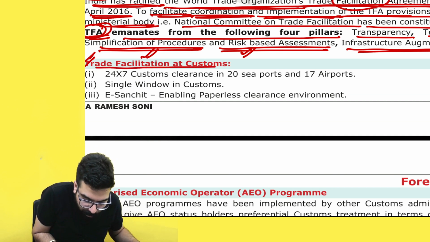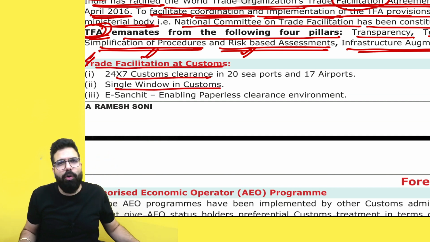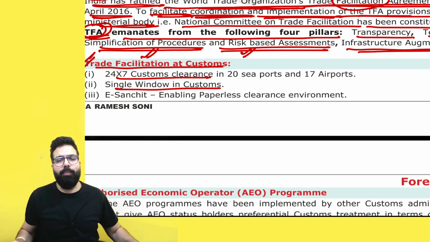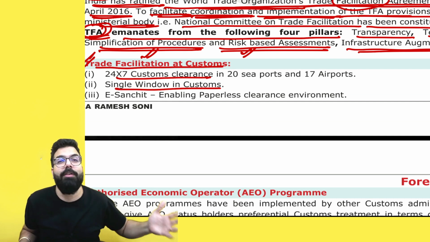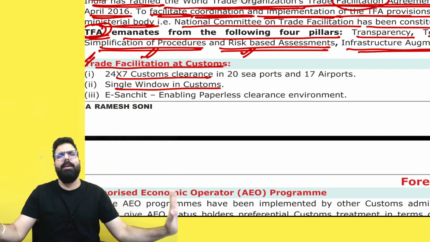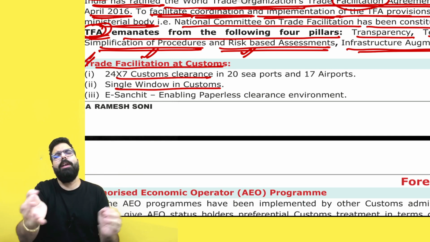So, in customs you will be able to see 24 by 7 customs clearances have come, single window in customs has come, single window SWIFT has been launched. Basically, if you want to import or export, you don't have to go to five or six places to take clearances from the drug regulatory authority and others. Single window is launched: you file one bill of entry and all the clearances are given.